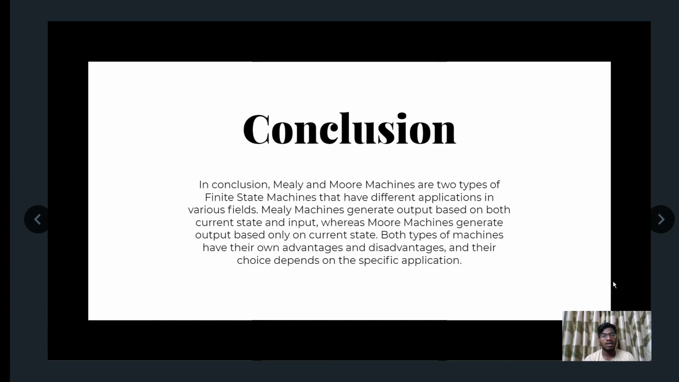In conclusion, we can say that Mealy and Moore machines are two types of finite state machines that have different applications in various fields. Mealy machines generate output based on current state and input, whereas Moore machines generate output only on the current state. Both types of machines have their own advantages and disadvantages, and their choice depends upon the specific application, the specific use case in which the user is trying to use them.